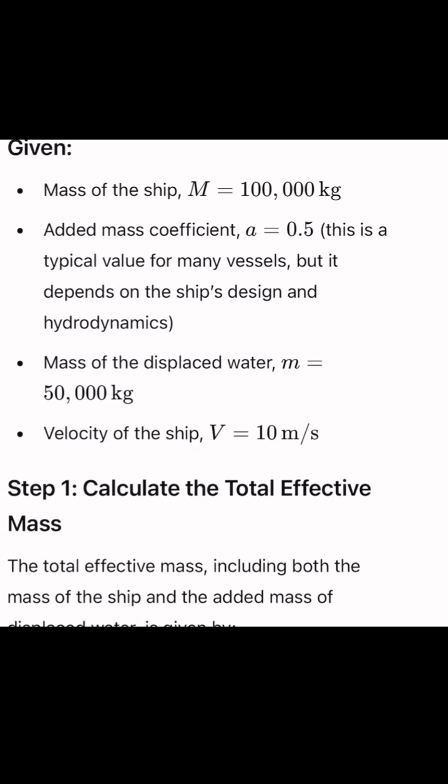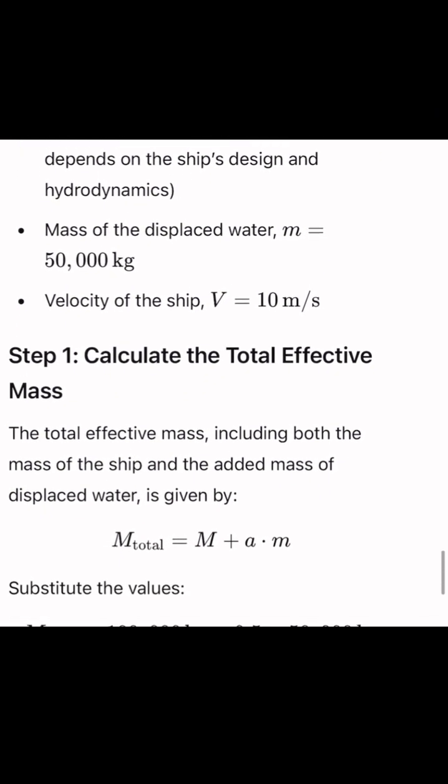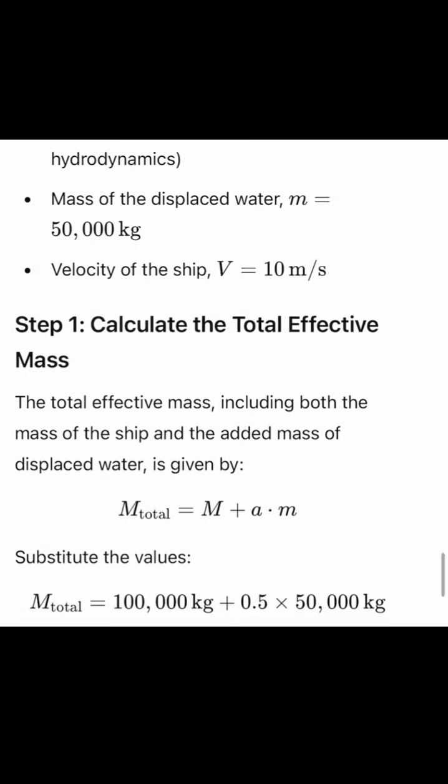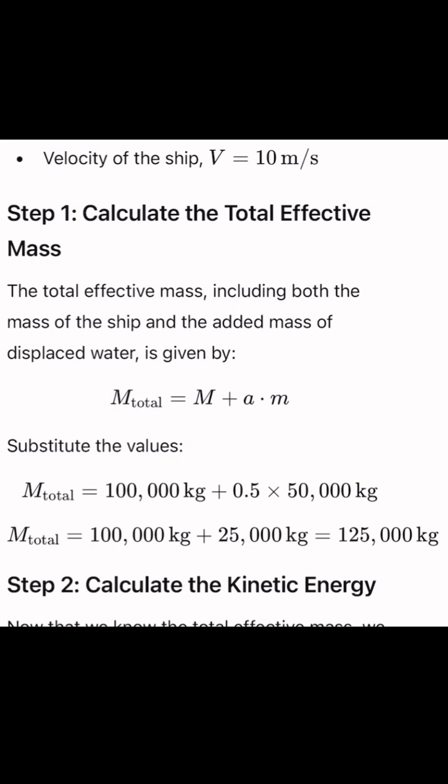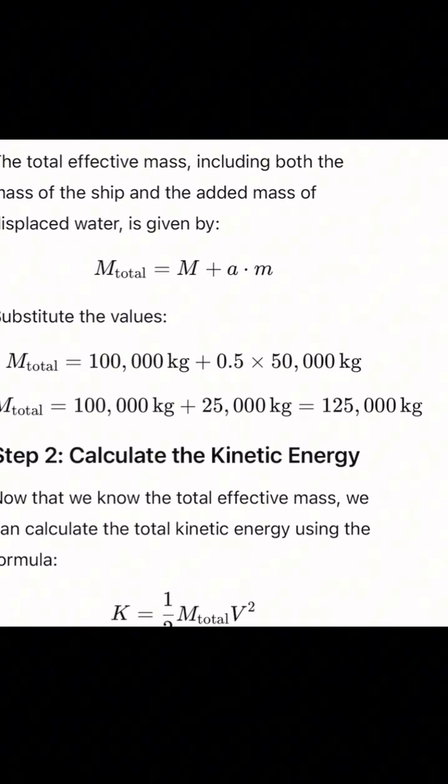Mass of the displaced water, you take it as 50,000 kg. Velocity of the ship, consider v equal to 10 meters per second. Calculate the total effective mass, including both the mass of the ship and the added mass of displaced water. M total equals capital M plus alpha times small m. Substitute the values, and you'll get the total mass as 125,000 kg.